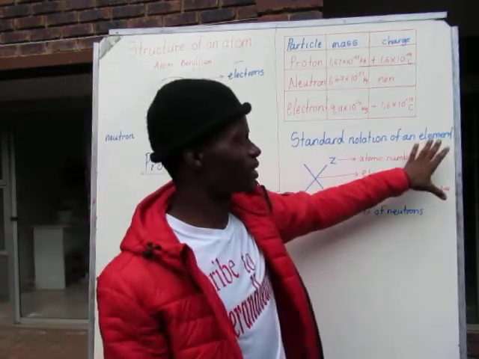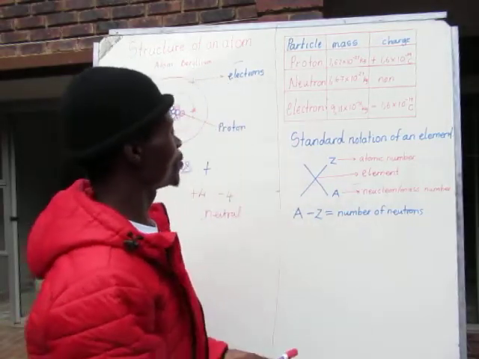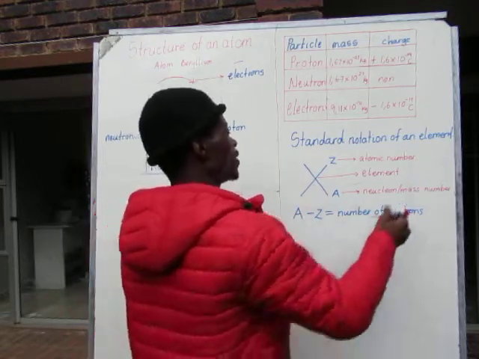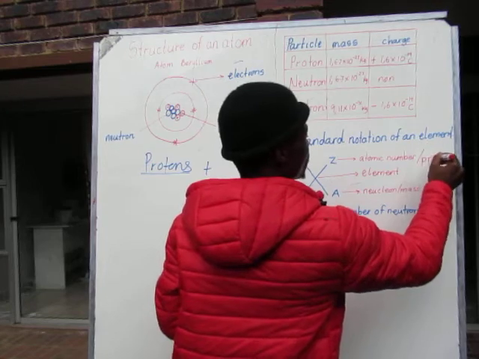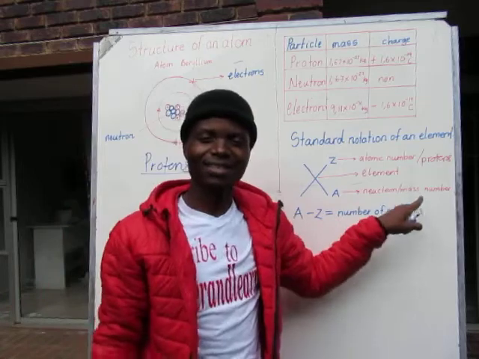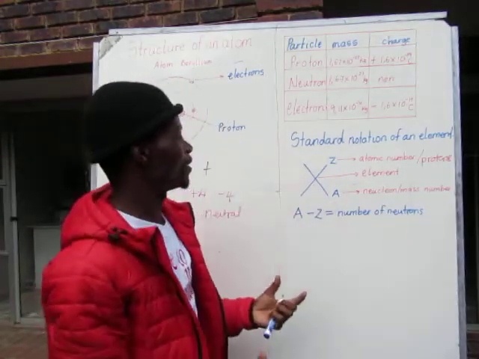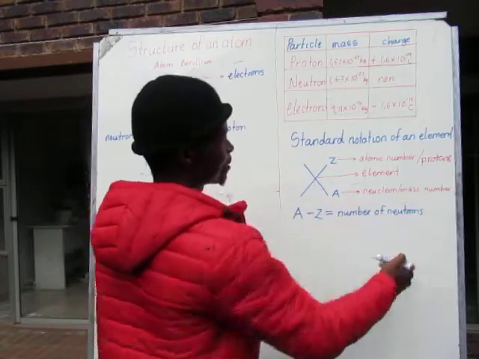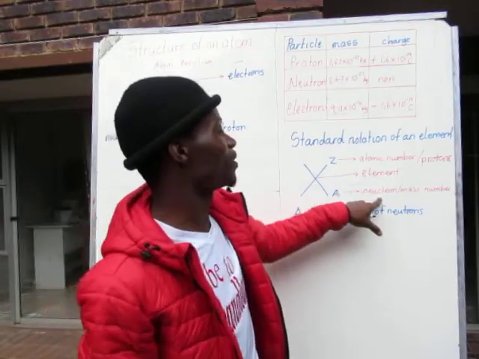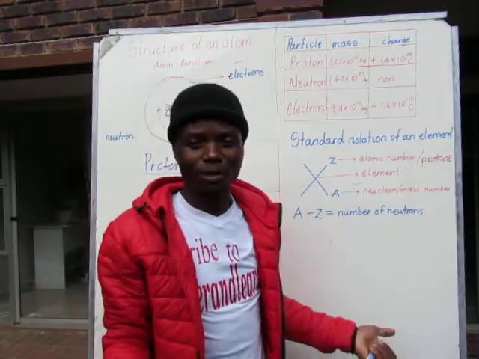We can use this notation to represent any element on the periodic table. So always know that the letter Z represents the atomic number. And we now know that the atomic number means the number of protons. And the letter A represents the guys that stay at the center, which are the nucleons, or they make up the mass of the atom. So the A represents the nucleons. What are the nucleons? The protons plus the neutrons. Put together, they make what we call the nucleon number or the mass number. And X just represents any element you're talking about.